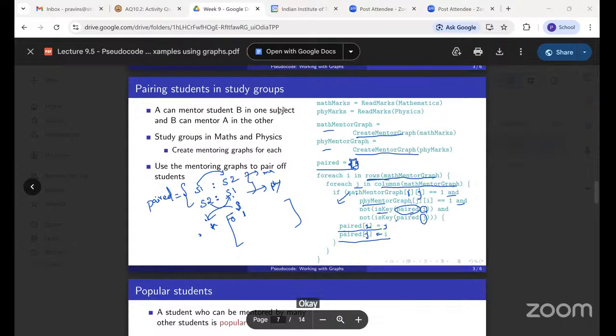But in the description here, they have generally given that A can mentor B in one subject, and B can mentor A in another subject. But here in the code we have explicitly taken maths and physics.